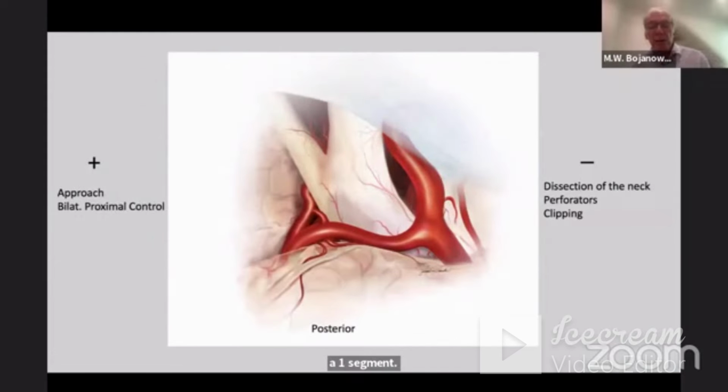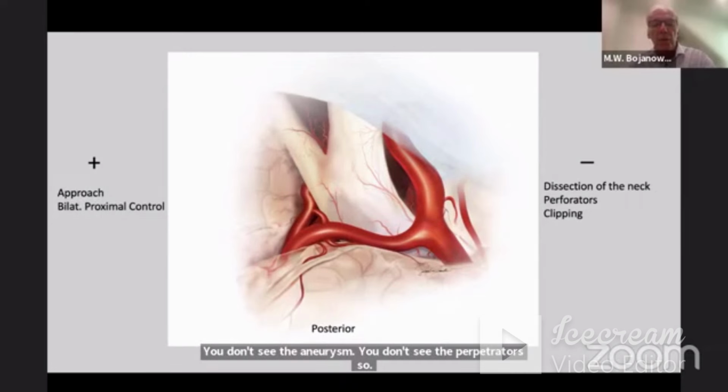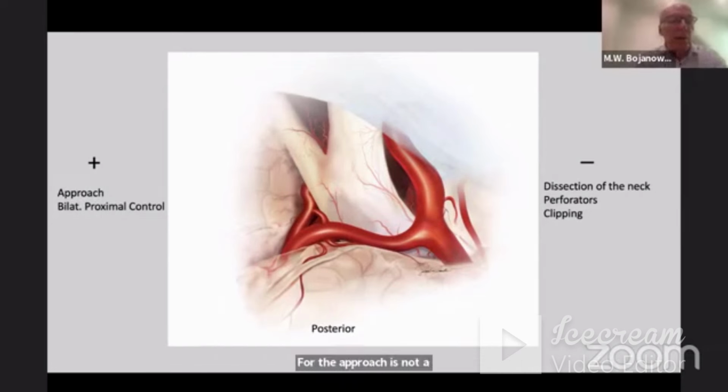But this is a situation much more difficult. You can see here, you don't see the aneurysm. The aneurysm is completely hidden. It's behind the complex of the ACOM aneurysm. So you don't see the aneurysm, you don't see the perforators. For the approach, it is not a problem. You can have your proximal control quite easily on both sides. However, the dissection of the neck and the perforators and the clipping is much more difficult.